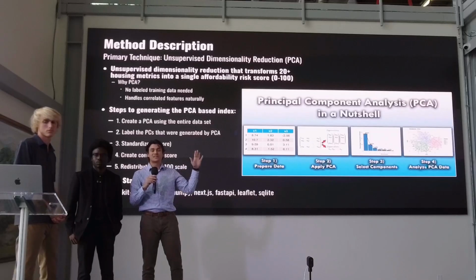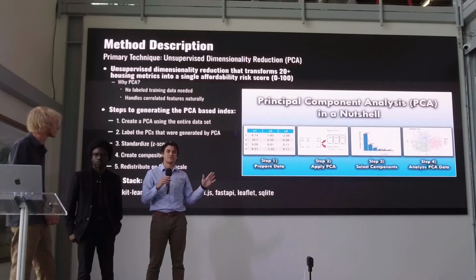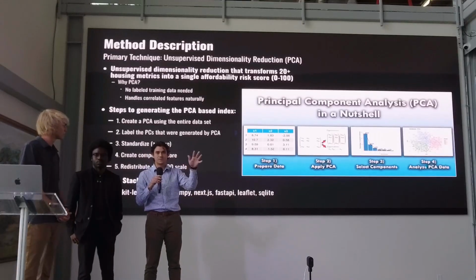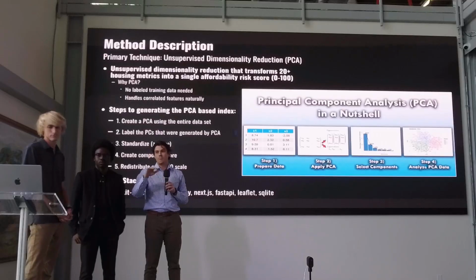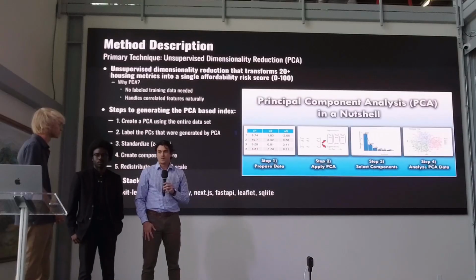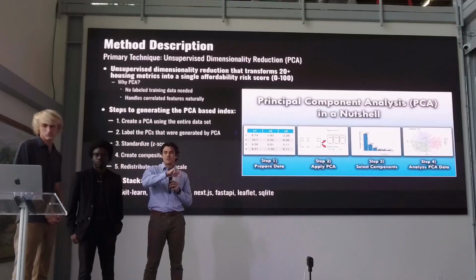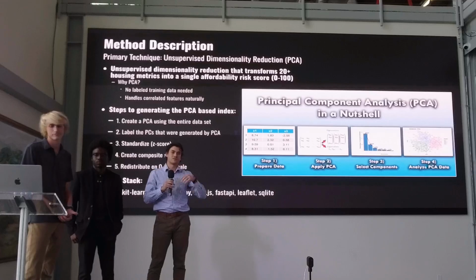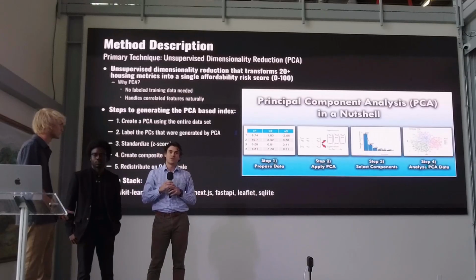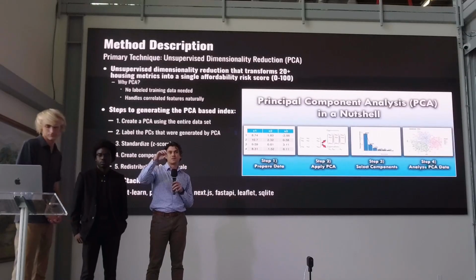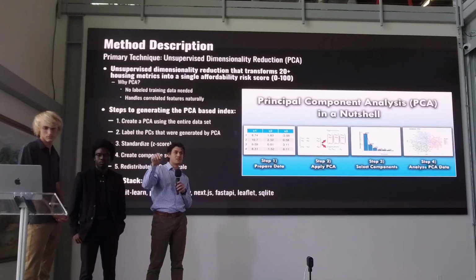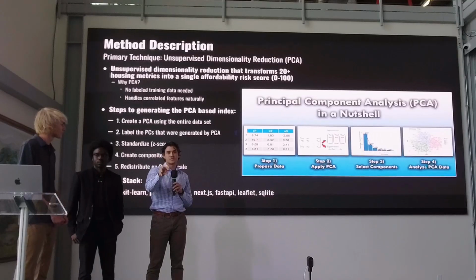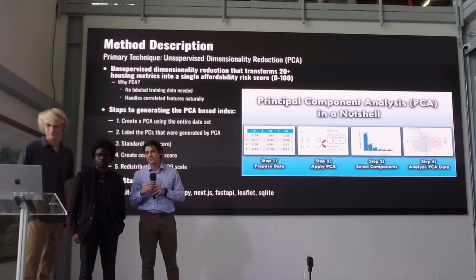So we created a PCA for the entire data set, so it's across all 25 cities. And then we apply that PCA. So first we label all of the PCs that are generated by that. We standardize them using a Z-score. And then we use that to then create a composite score for each city. And then we redistribute that on a 0 to 100 scale for the UI for better understandability. So these cities and the tracts are distributed across the entire data set. So you can see not just how it affects your city, but also compares to other cities.